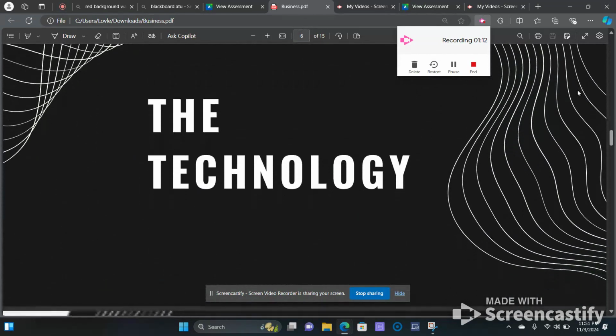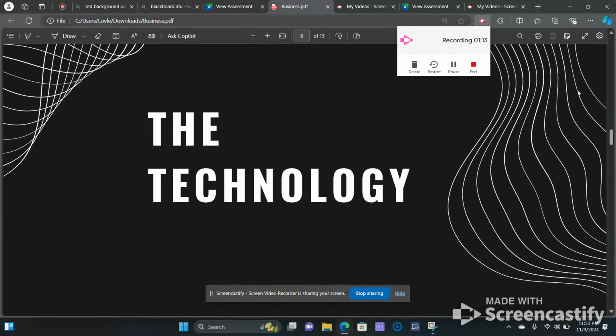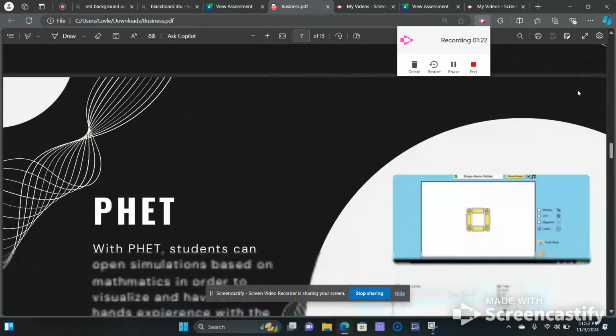The technology. The following 3 technology tools will be used throughout the lesson to help students get the hands-on experience they need and to visually grasp the concepts they're struggling with.